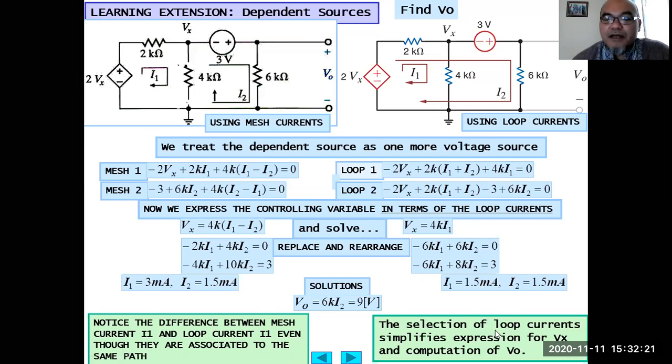The selection of loop current simplifies the expression for Vx. If we choose this way, then we will have a simpler expression for Vx. Vx is just expressed by I1, Vx equals 4k multiplied by I1. While in the other case, Vx equals 4k multiplied by (I1 negative I2). So it depends which way you use.